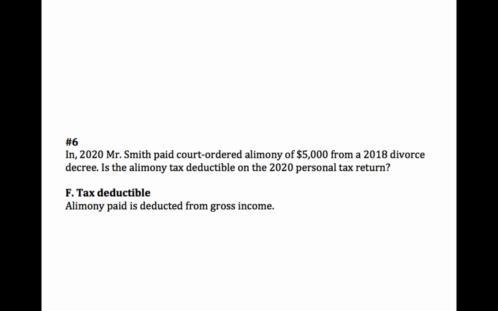6, this is the difference between alimony and child support. In 2020, Mr. Smith paid court-ordered alimony of $5,000 from a 2018 divorce decree. Is the alimony tax deductible on the 2020 personal tax return? The alimony is deducted from gross income. That is different from child support. Now, tax laws change a lot, but you need to make a distinction for the exam between alimony and child support. They may be treated differently.